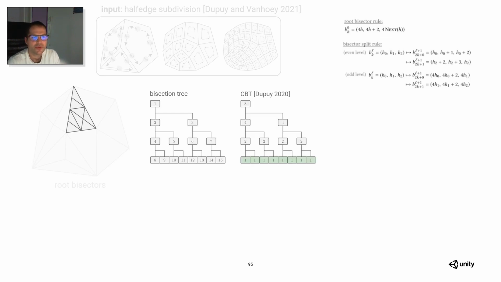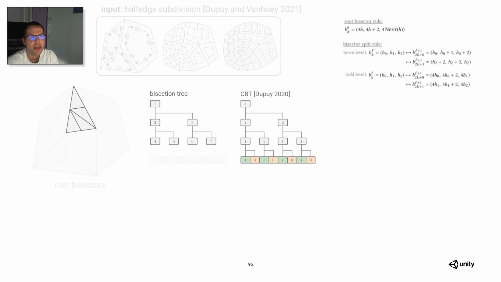A CBT is composed of 2 parts, a bit field, shown in green, and a sum reduction tree, shown in grey. Each bit set to 1 in the bit field corresponds to a triangle in the tessellation, and the sum reduction tree sums all of these bits so that the root node tells us how many triangles we actually have. This allows us to bisect each triangle in the tessellation via simple bitwise operations in the bit field.